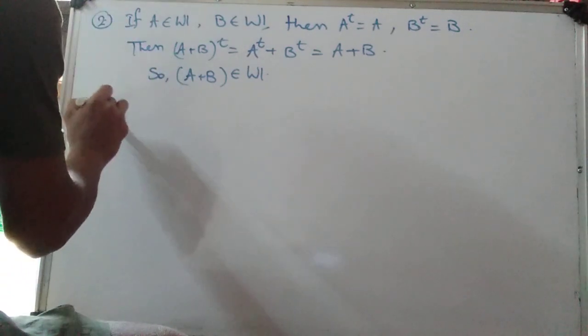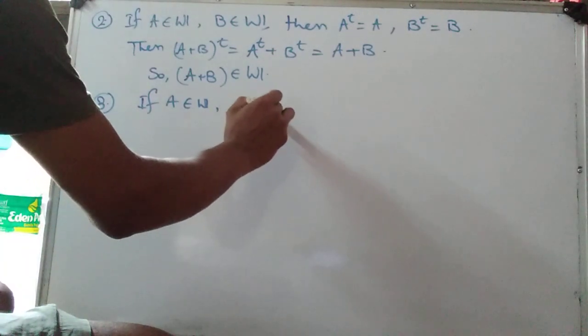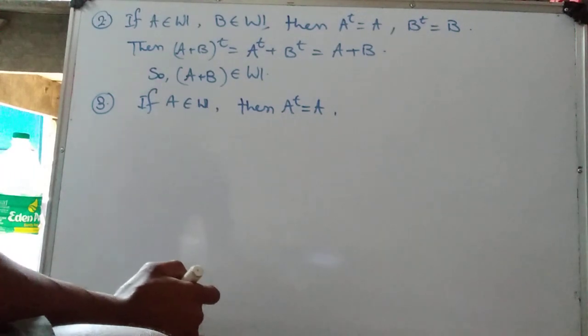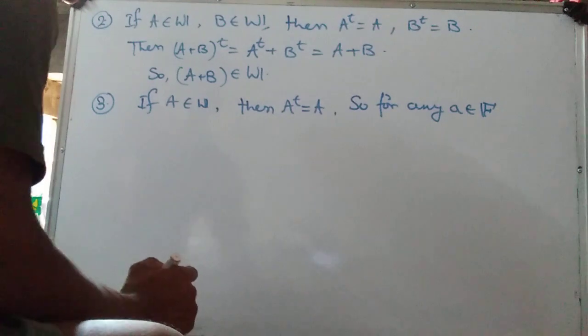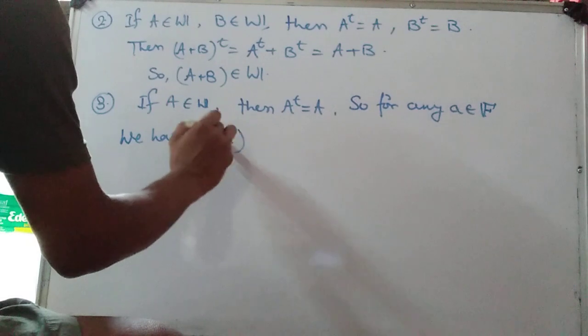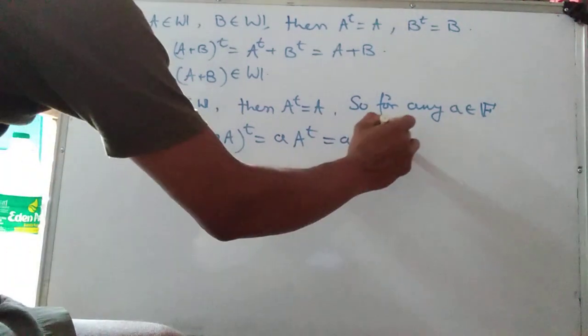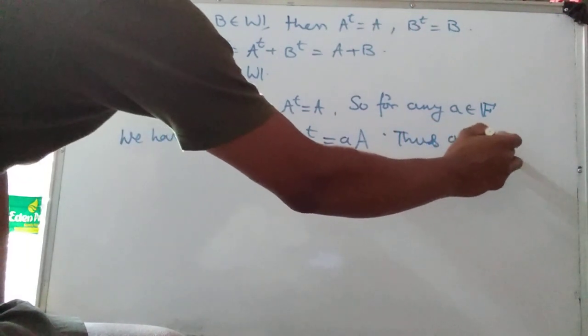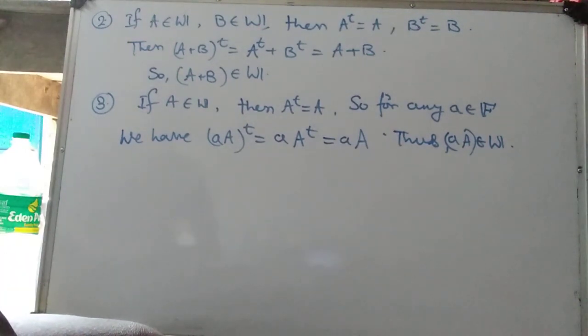Next, this one is marked as 2. Next 3: if A belongs to W, then A transpose equals A, and so for any scalar a belonging to the field F we have (aA) transpose equals a A transpose equals aA. Thus aA belongs to W. So we also discussed that the set of all symmetric matrices in n cross n matrices over some field F becomes a subspace.